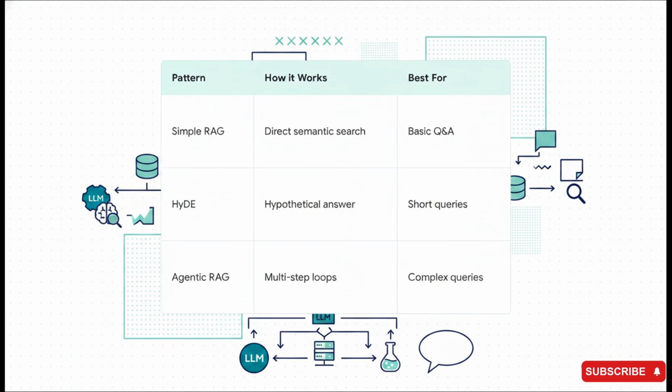Then we step up to Agentic RAG. This is where the LLM becomes the orchestrator, deciding for itself if it needs to run multiple searches, call an API, or synthesize different data points before giving you a final answer.